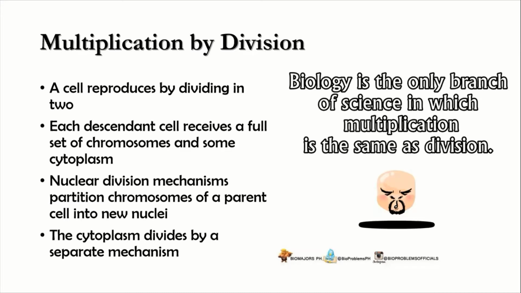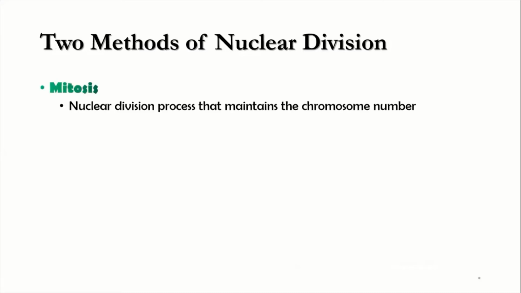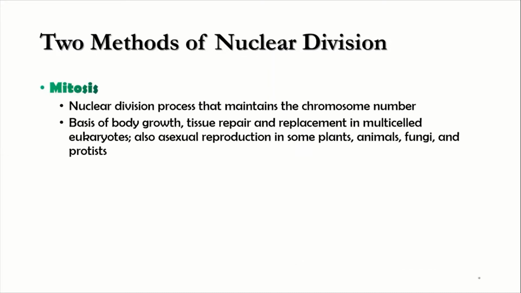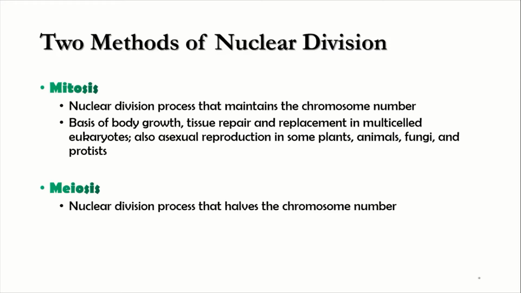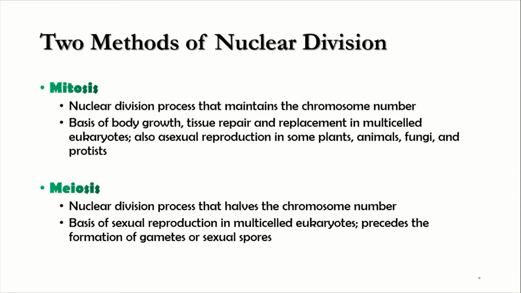a separate mechanism. So there are actually two methods of nuclear division for cells. It could be mitosis or meiosis. Mitosis is a nuclear division process that maintains the chromosome number by doing asexual reproduction. Meiosis, on the other hand, is a nuclear division process that halves the chromosome number, and this is the basis of sexual reproduction in multicelled eukaryotes. It actually precedes the formation of your gametes or the sexual spores, or the sexual cells.